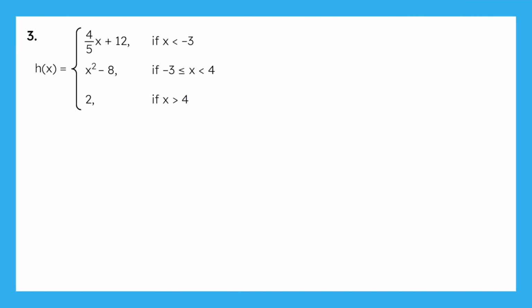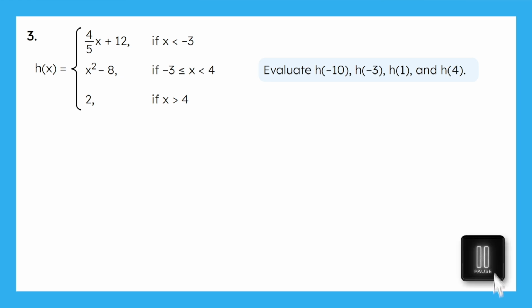All right, now try practicing evaluating a piecewise function without having the graph to help us find or check our outputs. For this function, evaluate h of negative 10, h of negative 3, h of 1, and h of 4. Be sure to pay close attention to the domain of each interval so that you use the right subfunction when evaluating.